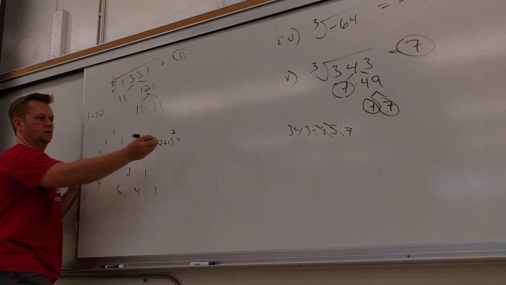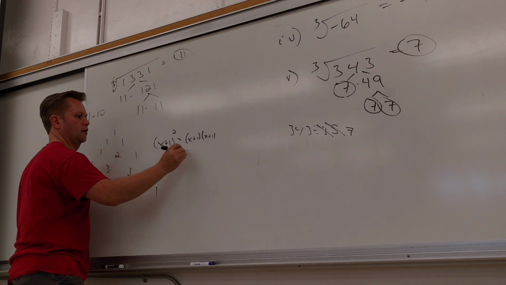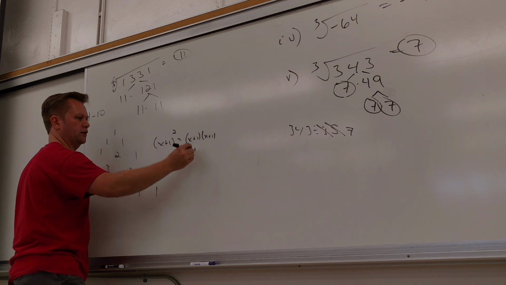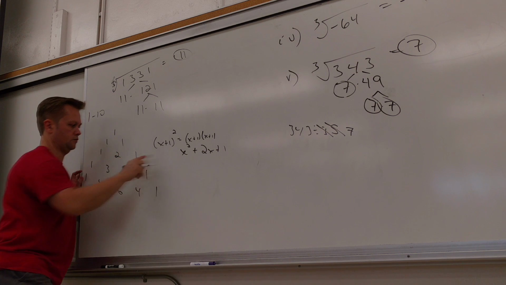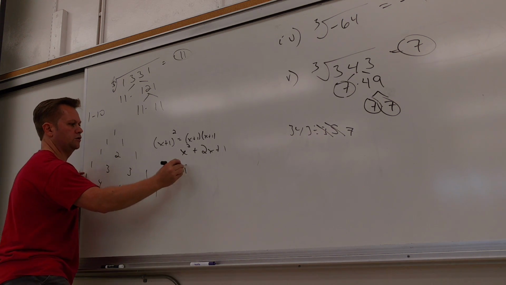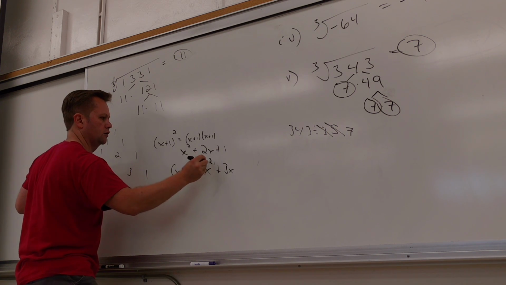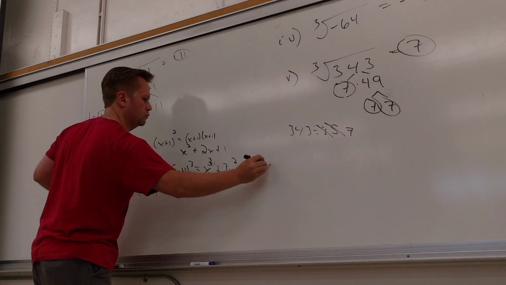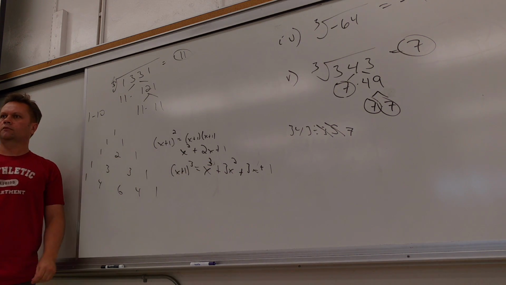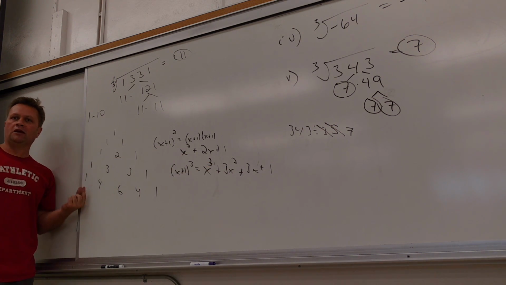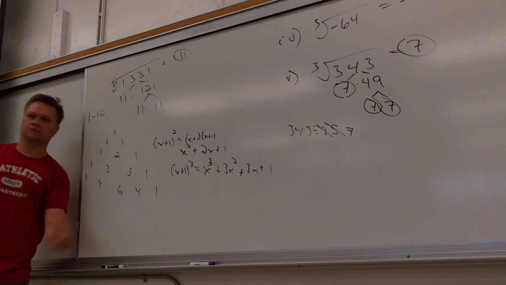What's x plus 1 squared? X plus 1 times x plus 1. And then when you do that, what do you get? X squared plus 1x plus 1x, so plus 2x plus 1. What are the coefficients? 1, 2, 1. X plus 1 cubed would become x cubed plus 3x squared plus 3x plus 1. If you did that all the way out, you would get 1, 3, 3, 1. X plus 1 to the fourth would be 1x to the fourth plus 4x cubed plus 6x squared plus 4x plus 1.